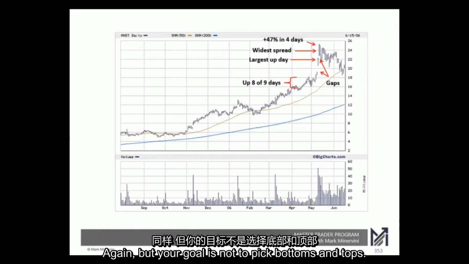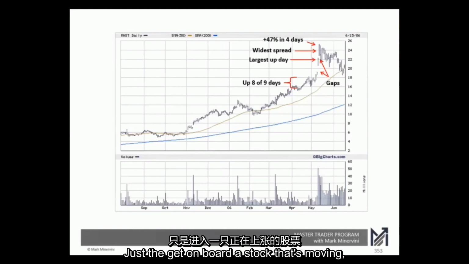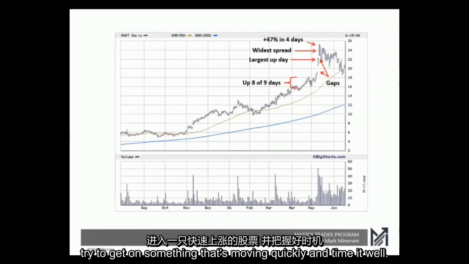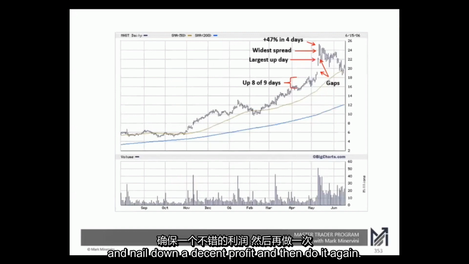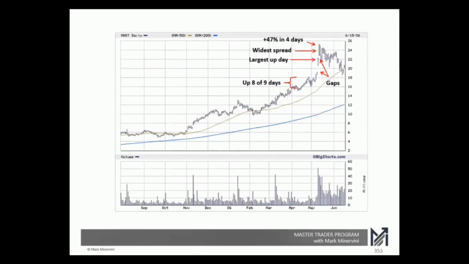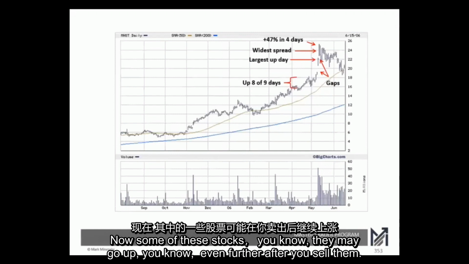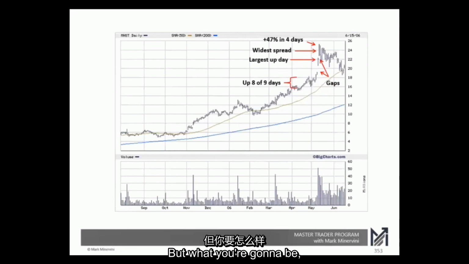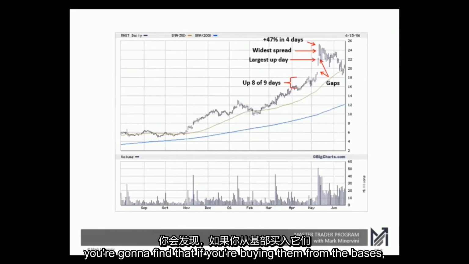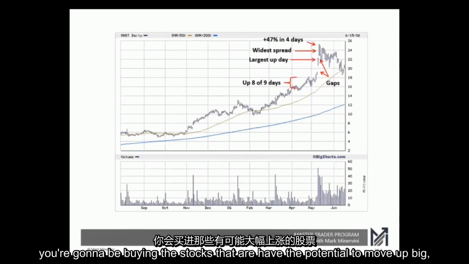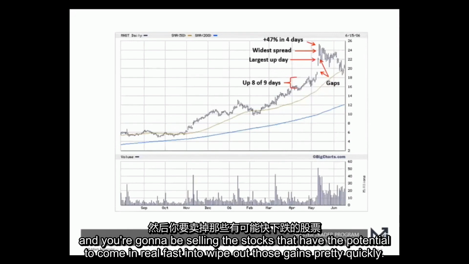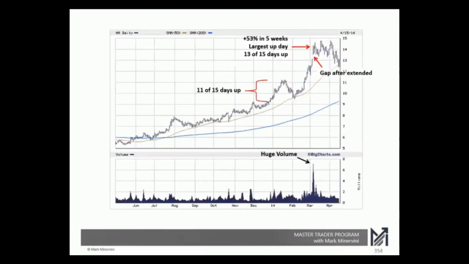So again, your goal is not to pick bottoms and tops. It's to get on board a stock that's moving. Try to get on something that's moving quickly and time it well. So time value is very important. And then get out when the getting's good and nail down a decent profit, and then do it again. Now, some of these stocks may go up even further after you sell them. But what you're going to find is that if you're buying them from the bases and selling them when they're getting into this condition, you're going to be buying the stocks that have the potential to move up big, and you're going to be selling the stocks that have the potential to come in real fast and wipe out those gains pretty quickly. Yeah, go ahead, Mark.